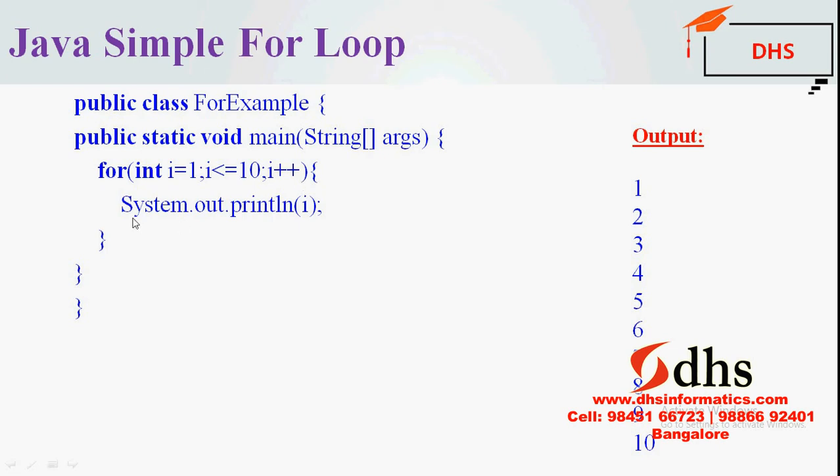So first time I equal to 1 means first it is going to display 1. Next I plus plus means 2. So I becomes 2. 2 is less than or equal to 10? Yes. So 2 is going to display. Next I plus plus 3. Like this it is going to display till 10. So after 10, I plus plus it will be 11. 11 less than or equal to 10, it will be false. So it will come out of that loop.